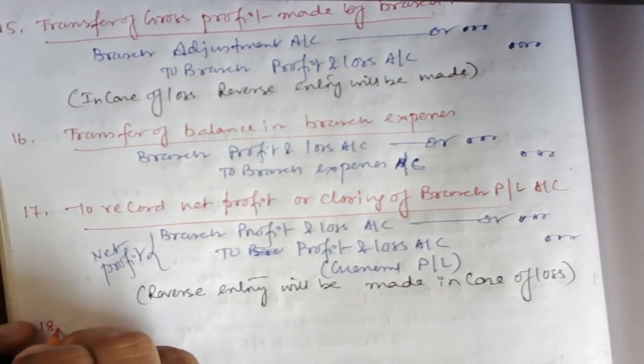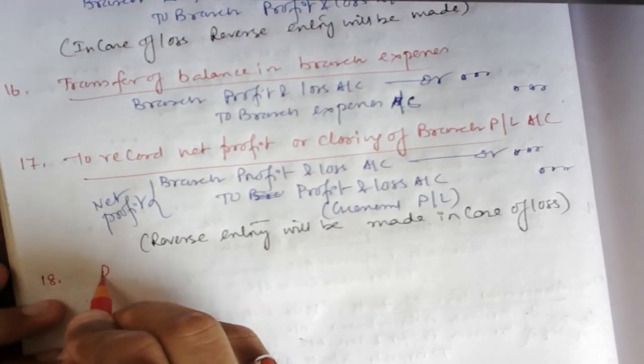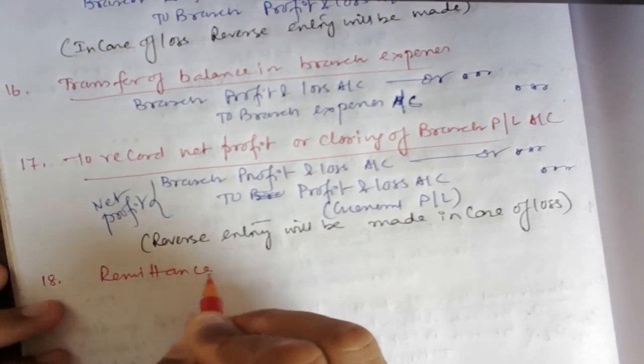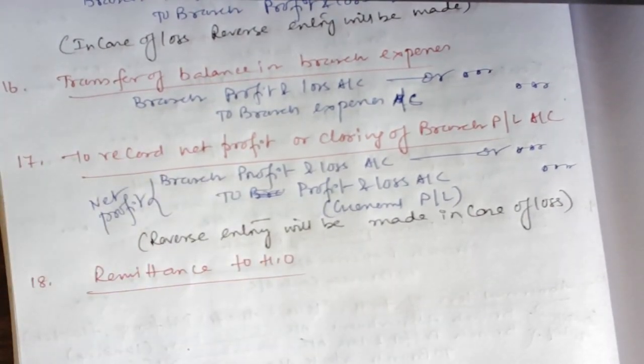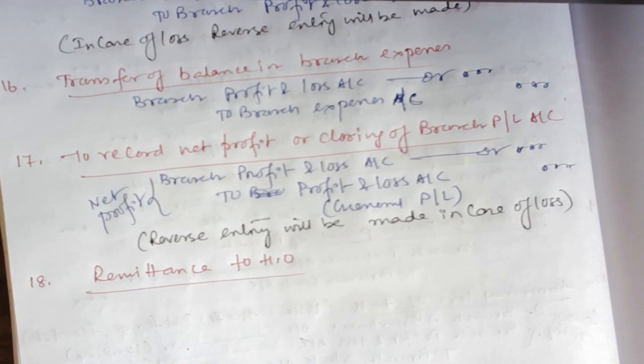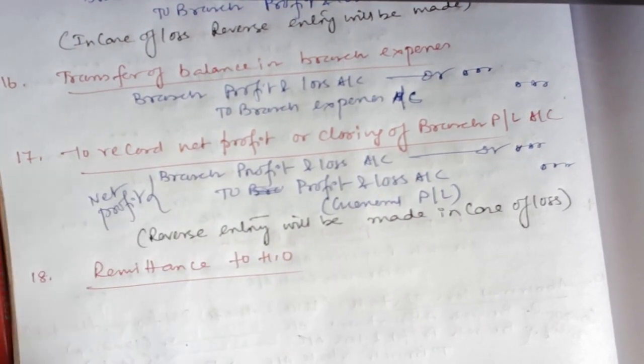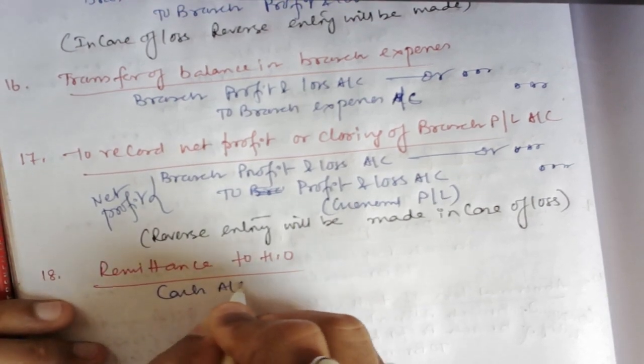And the number 18. Now we need to understand remittance to HO. It means after doing everything, you are transferring the cash to the HO. You tell HO that you have made all the transactions. Now you transfer the cash balances of the branch to the HO. The journal will be cash account debit to branch cash.